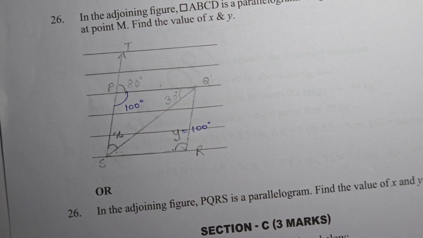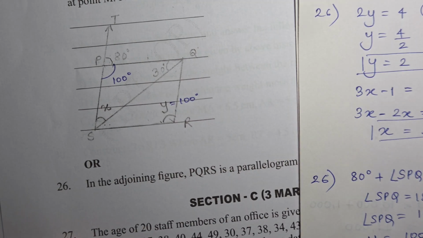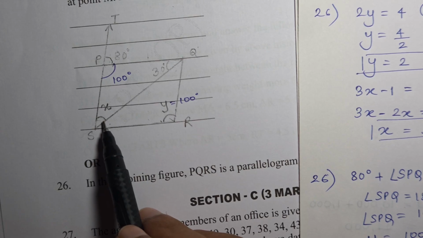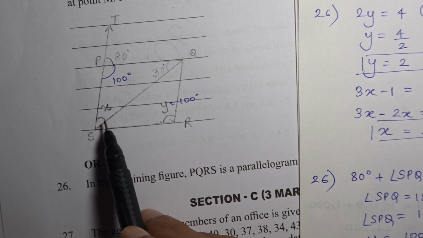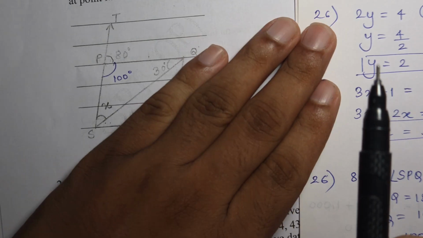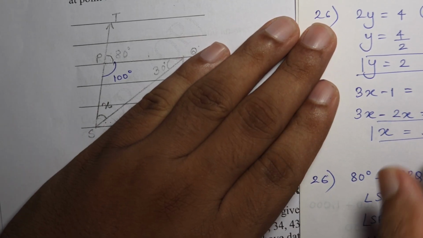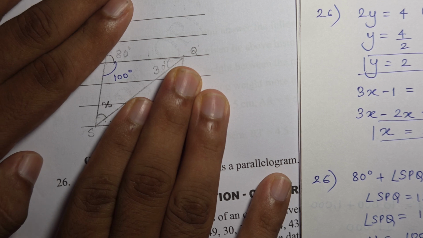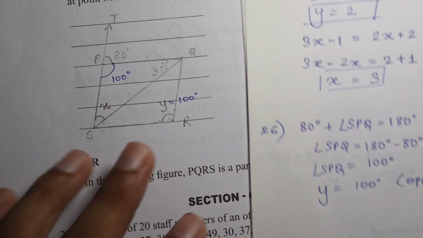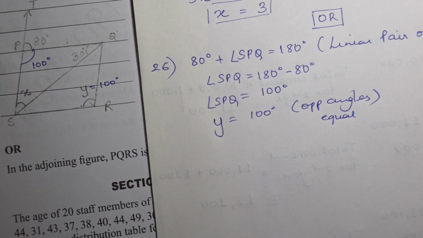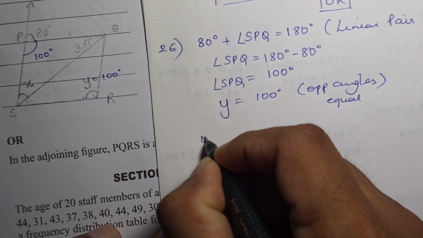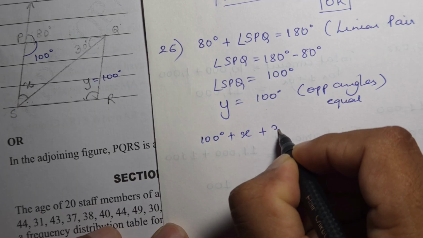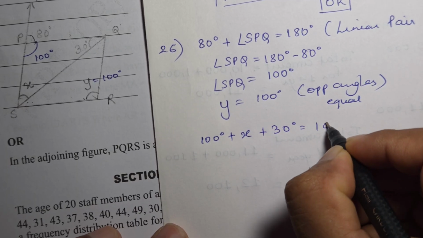How can I find X? To find X, I know this angle, but I don't know this angle. Can I find? Yes. How? Angle sum property of triangle. If you see, this is forming a triangle, isn't it? Yes. So can I use angle sum property? Yeah. So 100 degrees plus X plus 30 degrees is equal to 180 degrees.